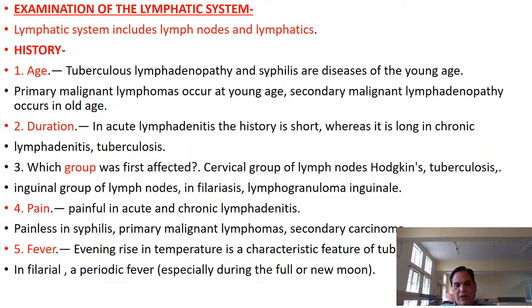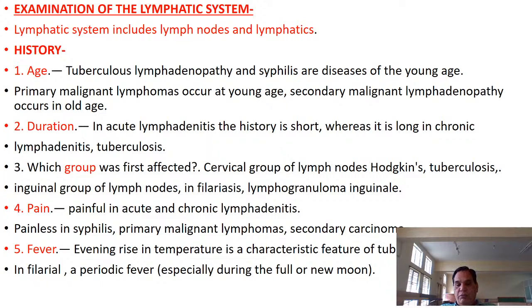As usual, like all examination systems, age. In history, what is the age of the patient? Why? Tuberculosis and syphilis are common in young age. Malignant lymphoma in young age and secondary lymphomas in old age. The duration: if it is acute, it is short. Chronic in tuberculosis, long duration.